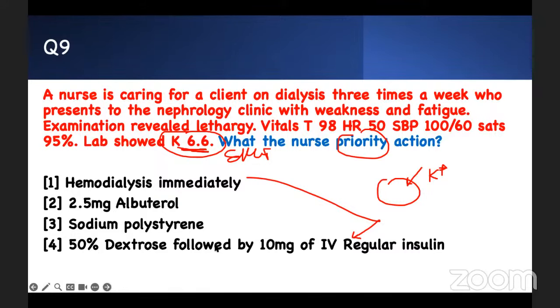I got to get the potassium down quickly. Who can do this quickly? You don't have time for dialysis. Albuterol may take some time. This one, you got to drink it, and it has to pass through the system, and you got to poop it out. Bowel movement. No, we don't have time. This is your frame. You give them dextrose, then you push insulin in it. Or you can give them insulin, but you have to make sure your glucose is normal, then you give them dextrose so that they don't become hypoglycemic. So this number four is your right answer.